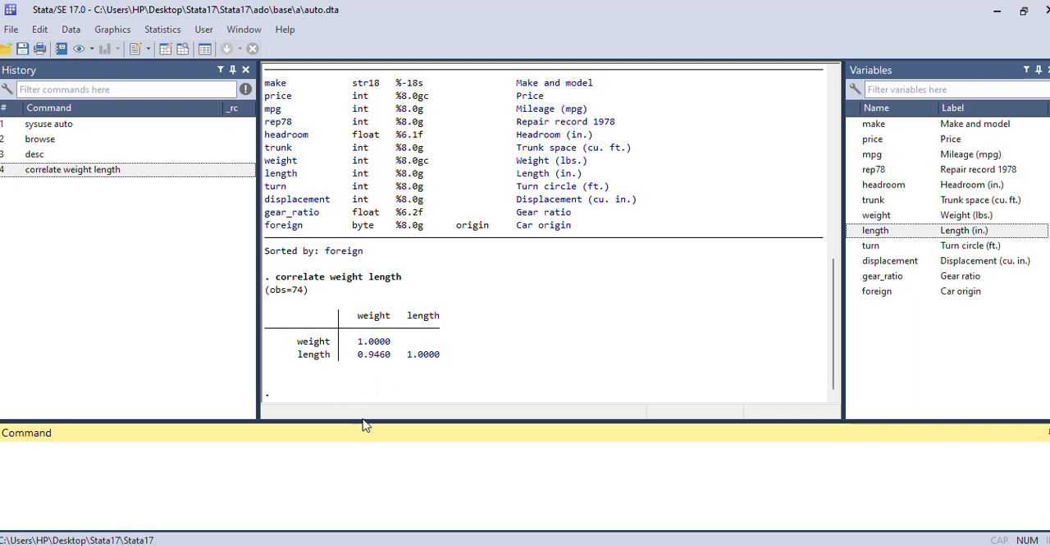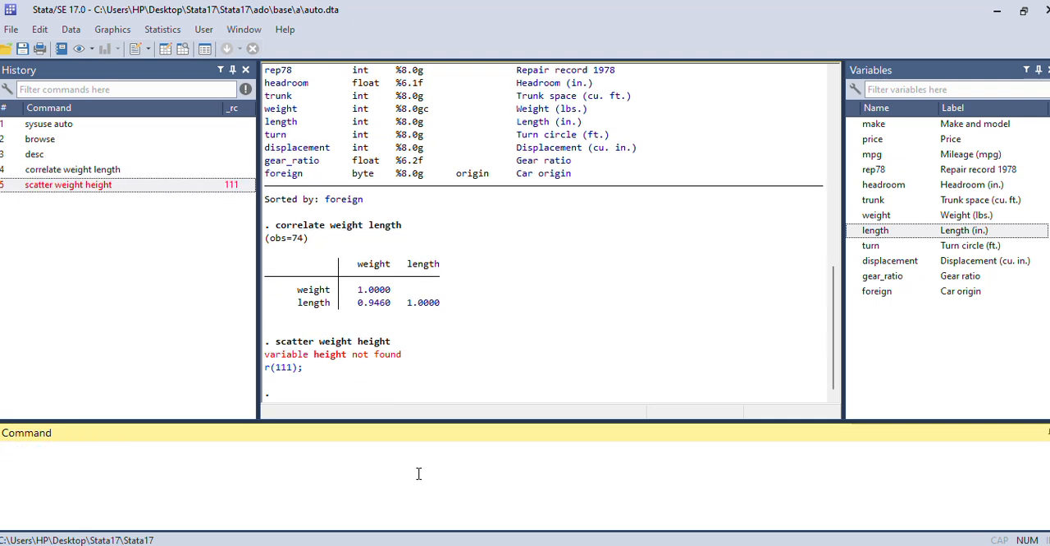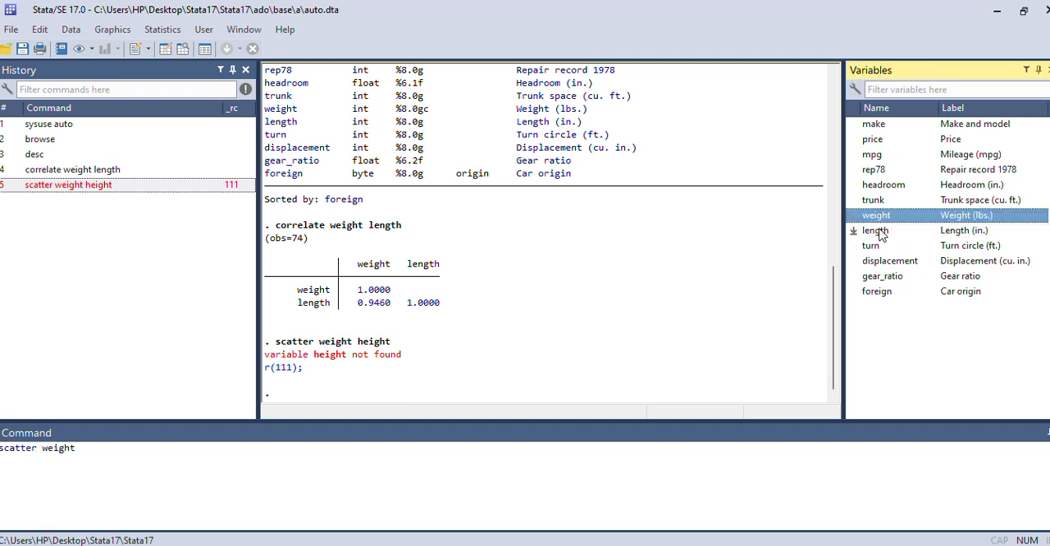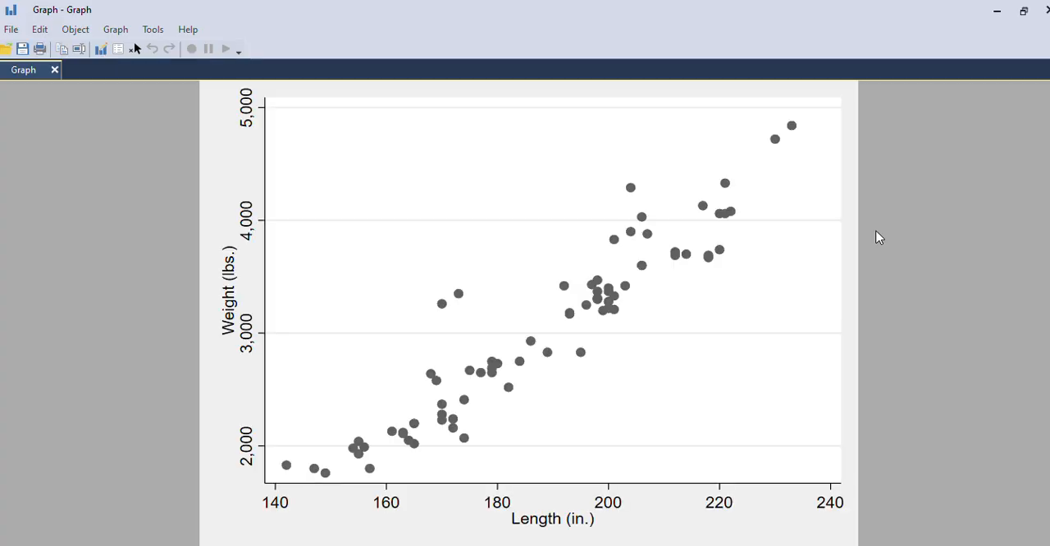In percentages, we can say that there is a correlation of 94.60% between the weight of a car and the length of a car. This means that these two variables have got some linear relationship. Let's see the scatter plot for these variables. So we want to see the scatter for weight and length. So we call for a scatter for these two variables, weight and length. We can see that indeed there is a positive linear relationship between the variables weight of a car and length of a car.